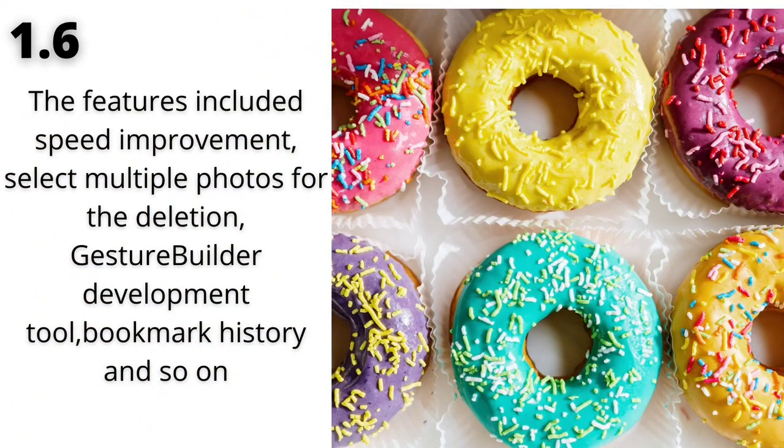Next, Android version 1.6 was released with the name Donut in the month of September. The features included speed improvement, select multiple photos for deletion, gesture builder development tool, bookmark history and so on.